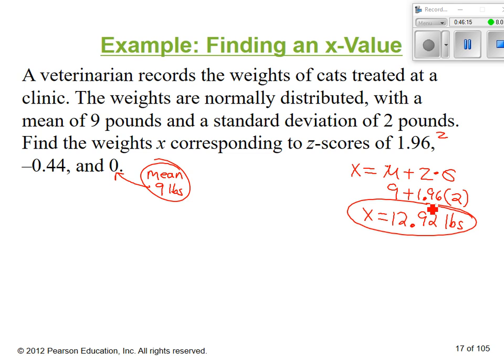What's that tell us about that cat? Well, it's over the mean. It's probably overweight a little bit, right? The vet's probably gonna tell him, hey, cat's too big, needs to lose a little weight. Next one, the mean here again would be 9 plus our z-score, negative 0.44, times 2, punch all that into your calculator. What's that give us?